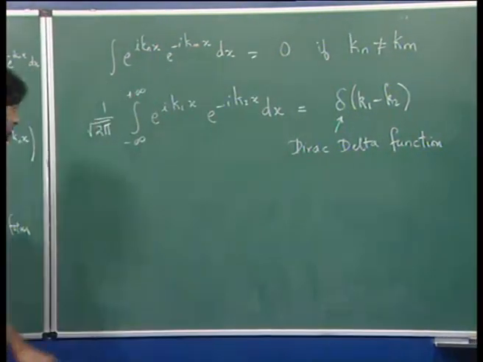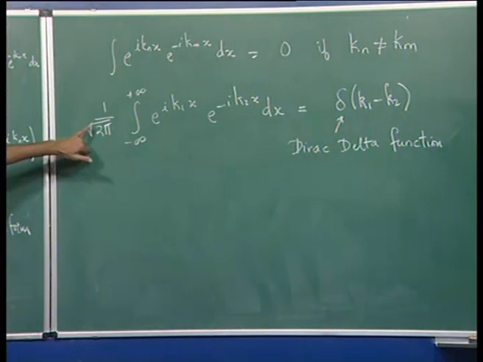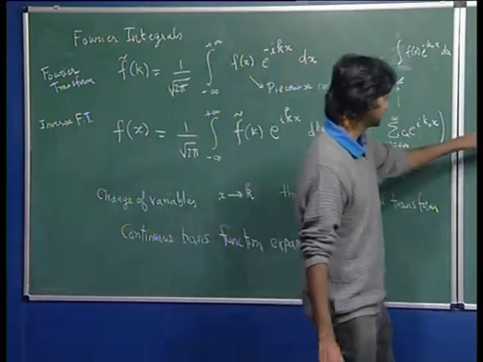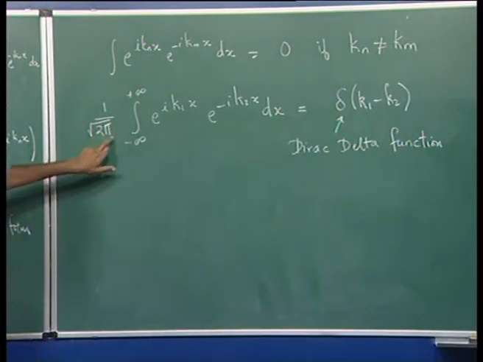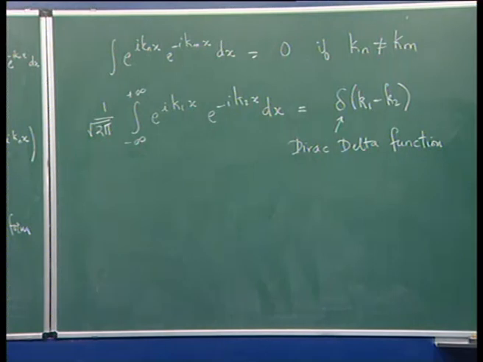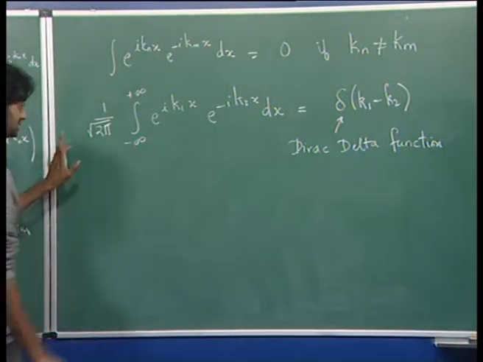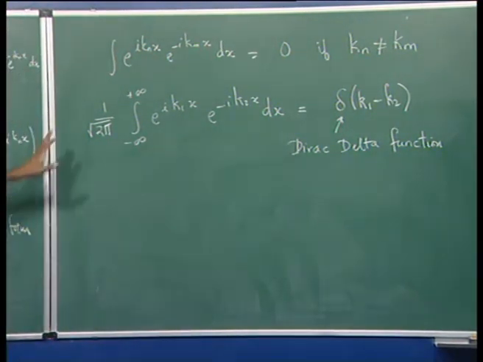So what is this Dirac delta function? I have to check whether this is 2 pi or root 2 pi. I am not sure whether this should be 2 pi or root 2 pi. We will come to that in a few minutes. We will just leave this as it is for now, but we will correct it if necessary.